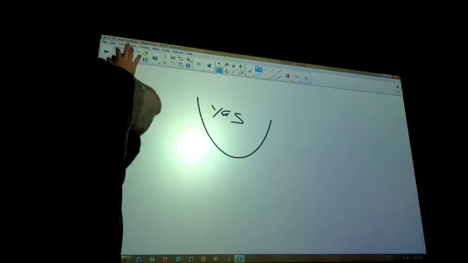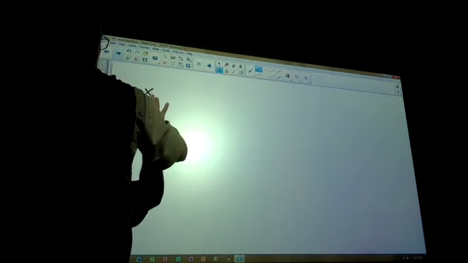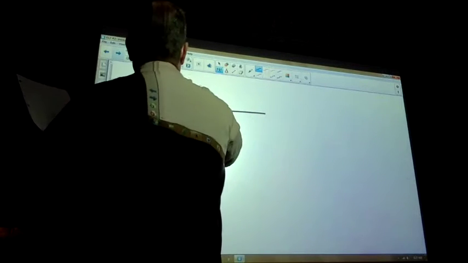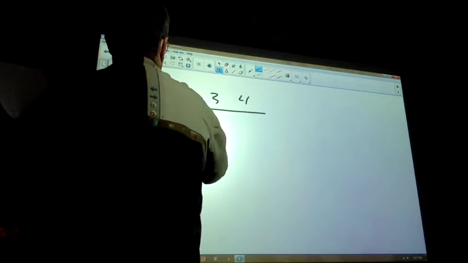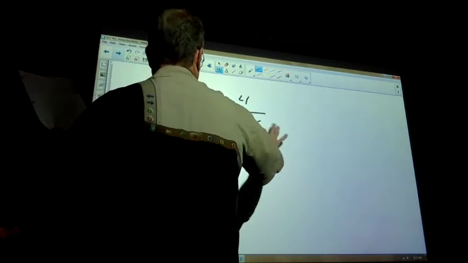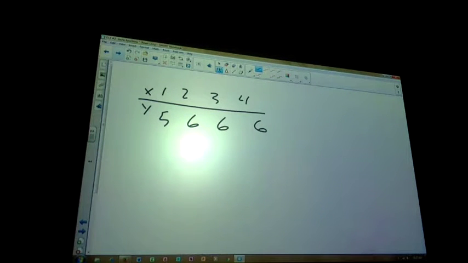So then number 13, create a relation that's a function. Okay. 1, 2, 3, 4, 5, 6, 6, 6. Is that a function? Sure it is. What repeats? The 6 is not part of the domain, it's part of the range, and that's okay for a function.